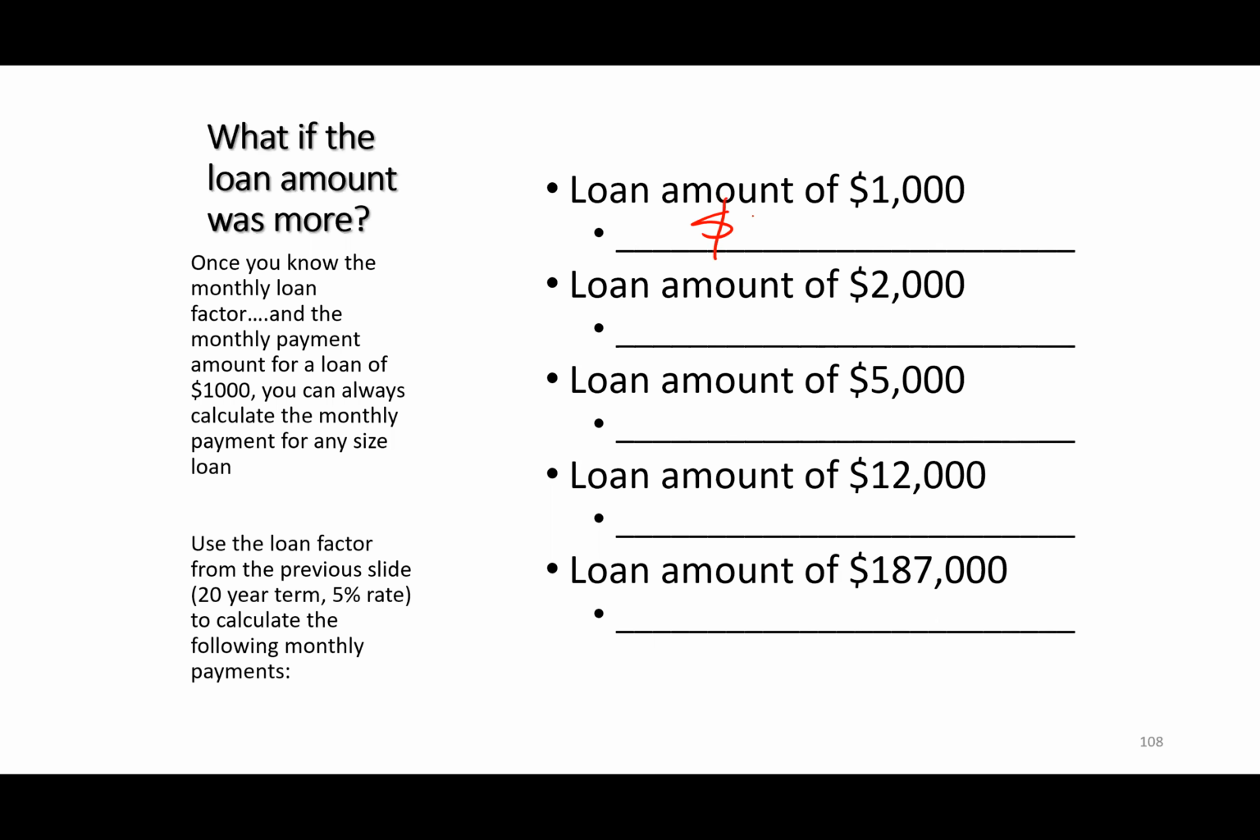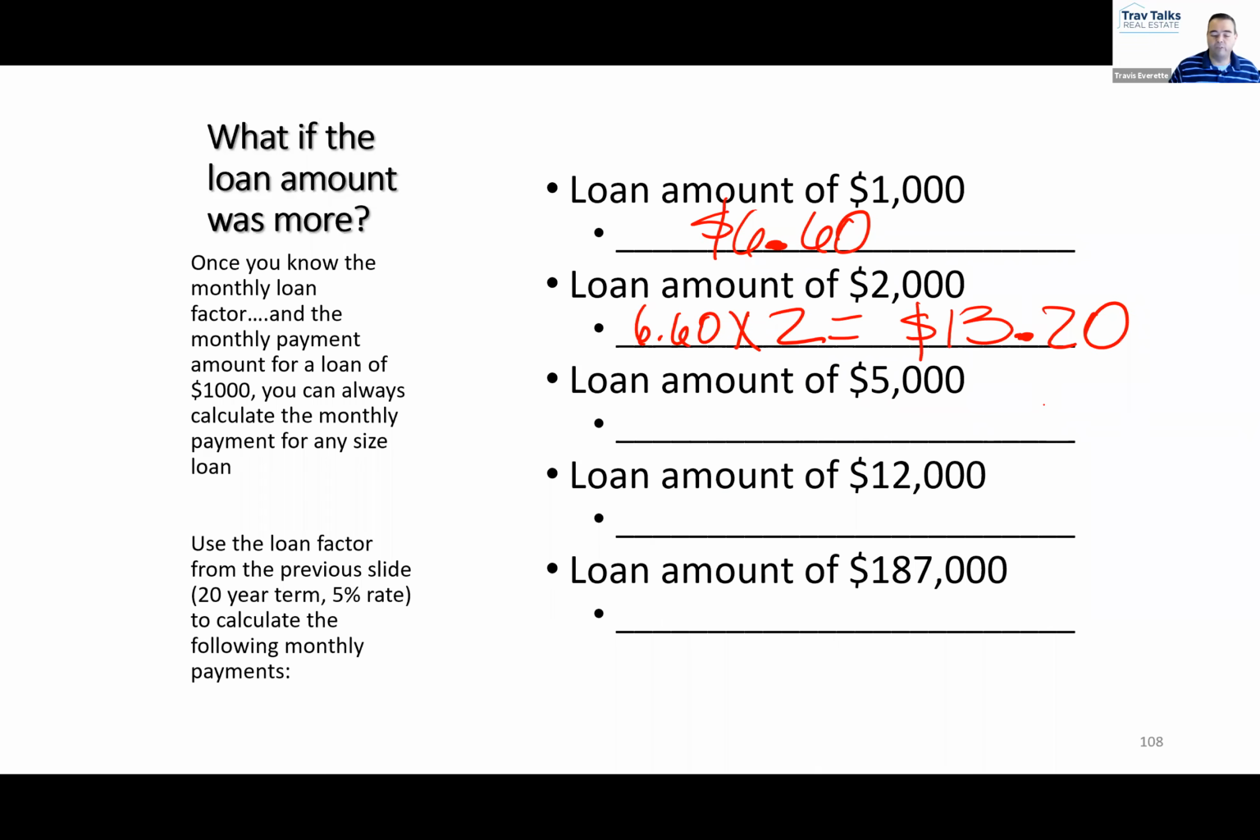So, what number did we just say it was for $1,000? 6.60, right? Now, I'm going to tell you, this is where the math's going to get real hard. Here comes the difficult part. What if we borrowed $2,000? Couldn't we just do 6.60 times what? Two. What would the monthly payment be? $13.20.